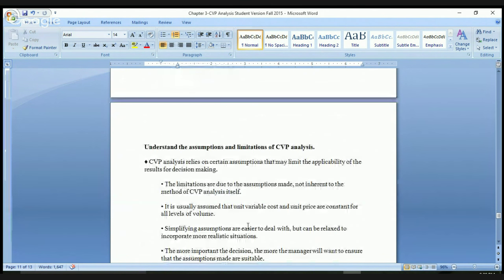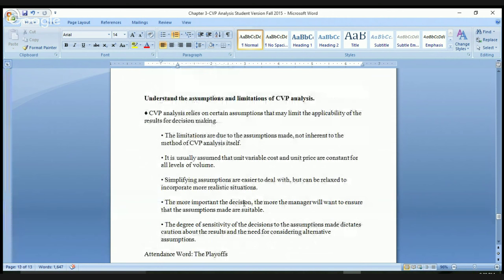Okay. So let's just review a little bit. Understanding the assumptions and limitations of the CVP analysis. It relies on certain assumptions that may limit the applicability of the results for the decision. The limitations are due to the assumptions made, not inherent to the method of the CVP analysis itself. So we're assuming that everything is the same no matter what. That's the only thing that's going to affect the changes in price is the volume of sales.